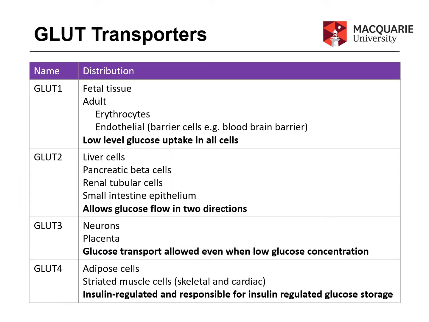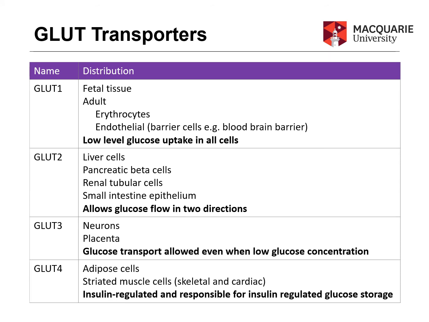There are a number of different types of glucose transporters in the cell. Now these have different numbers, GLUT 1, 2, 3 and 4, and each of them operates slightly differently, and that's relative to the cell type that they're part of. So for example, the GLUT1 transporter is in fetal tissue and some adult cells. Now these allow low-level glucose uptake all the time. So these cell types always require a small amount of glucose to operate, and the GLUT1 transporters enable those cells to access glucose at all times.